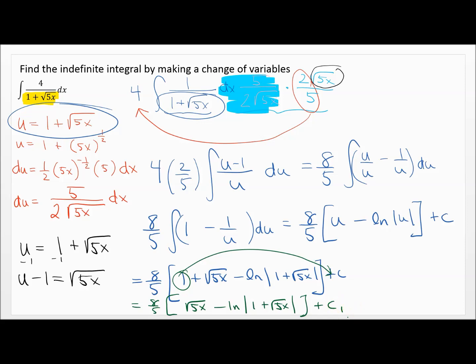So a good simplified answer for this problem is 8/5 bracket square root of 5x minus the natural log of absolute value 1 plus the square root of 5x, close the absolute value, plus a c. Whatever you call that, c1, c, d, k, it really wouldn't matter, but c is what we usually use for the constant of integration. All right, what do you think? Crazy? Not something you would think to do, a little weird because we multiply by this wild unity fraction, but I do think it's worth trying.